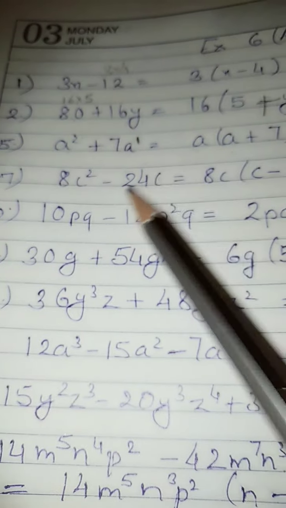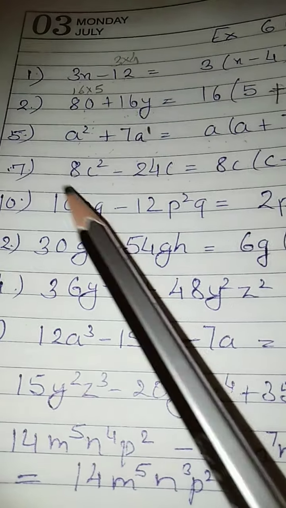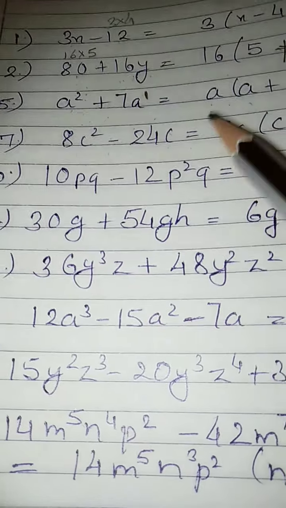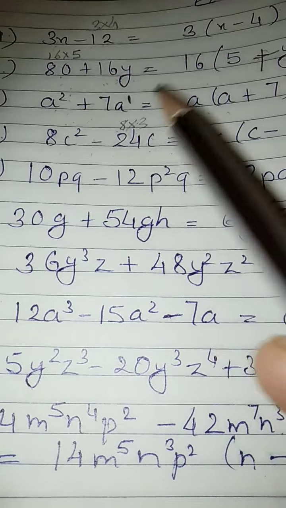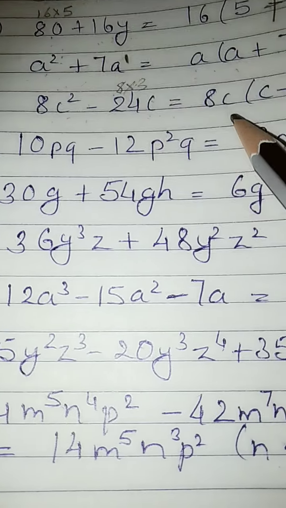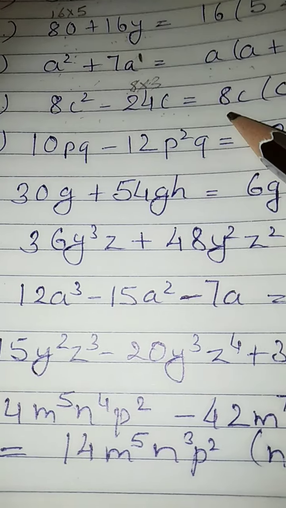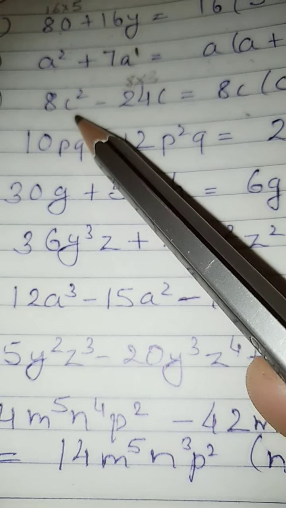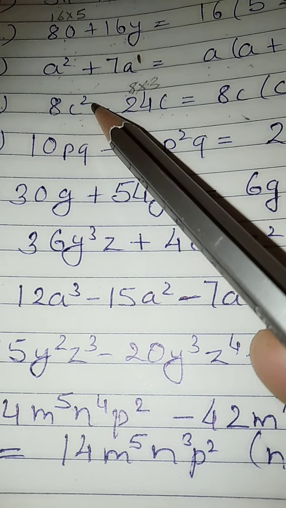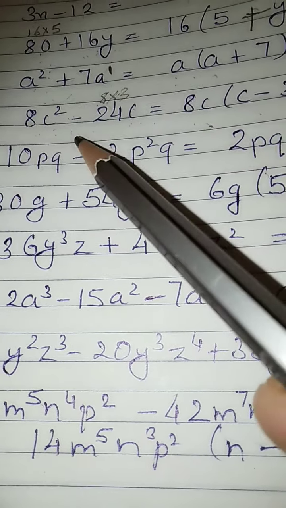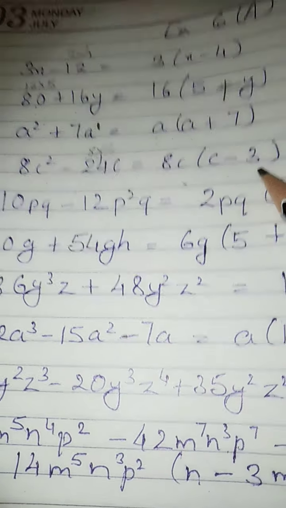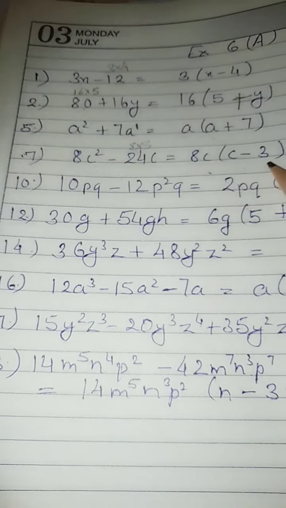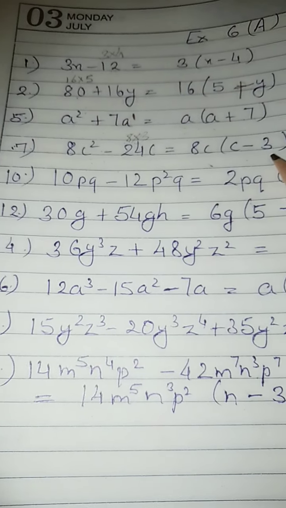Now 8c square minus 24c. What is common between 8 and 24? Here we can write 24 as 8 into 3, and c square and c. c is common. So 8c is common. If we take out 8c from here, then it is the power 2, so 1c is left inside. Minus, if we take 8c common, then we are left with 3 here. Like this you will do the factorization. I have done a few questions and a few I have left for you to do.